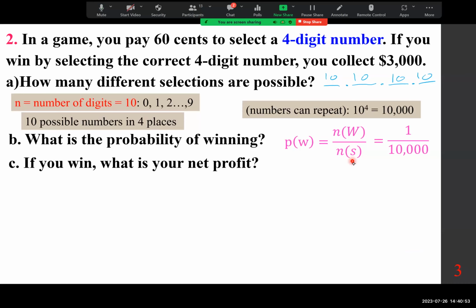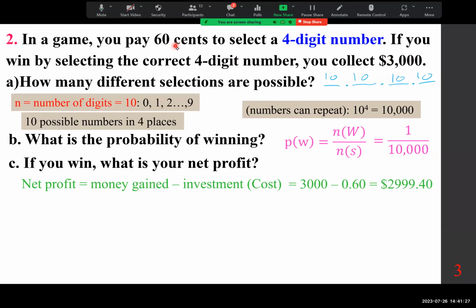If you win, what is your net profit? It's important to pay attention. In a case like that, we've already paid this much. So we are out 60 cents. So if we win, whatever amount we win, we have to subtract this number from it. So the net profit is the money gained minus the investment. So $3,000, how much did we invest? 60 cents. So it's $2,999.40.